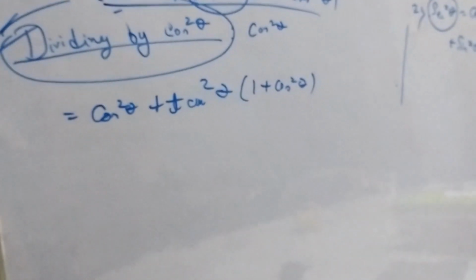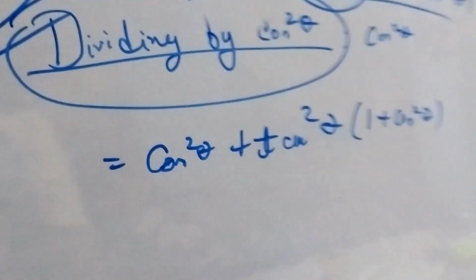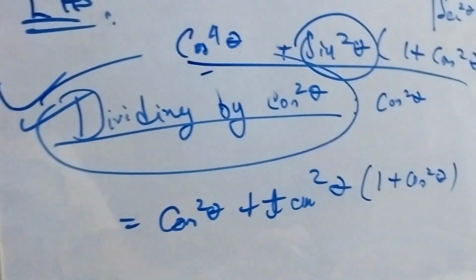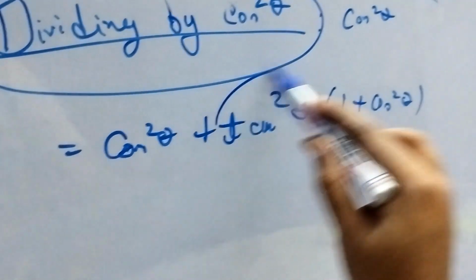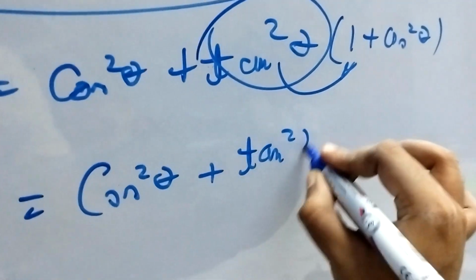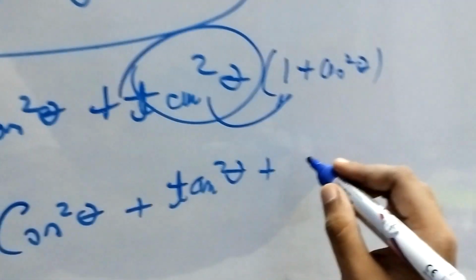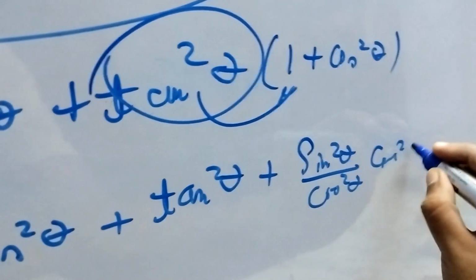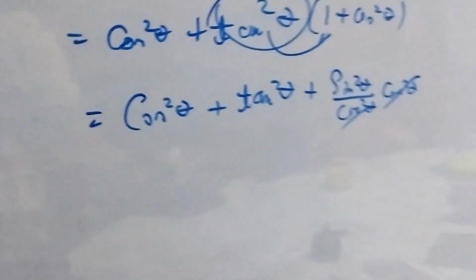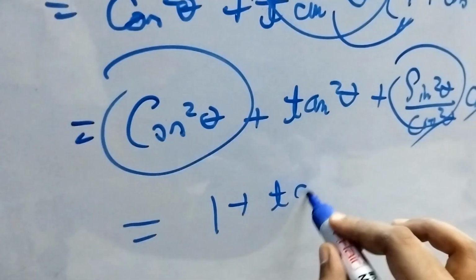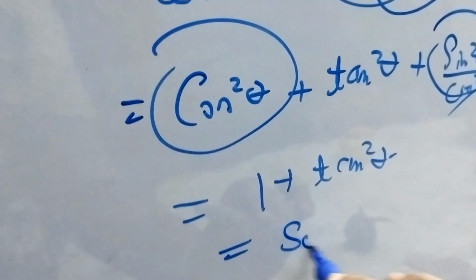So here as you can see I wrote the thing, then I will be just multiplying this by the whole of this. Then what becomes: cos square theta plus tan square theta plus tan square theta multiplied by cos square theta, that is sin square theta divided by cos square theta multiplied by cos square theta. So this cancels with this, and this becomes 1. So 1 plus tan square theta, and it becomes sec square theta.